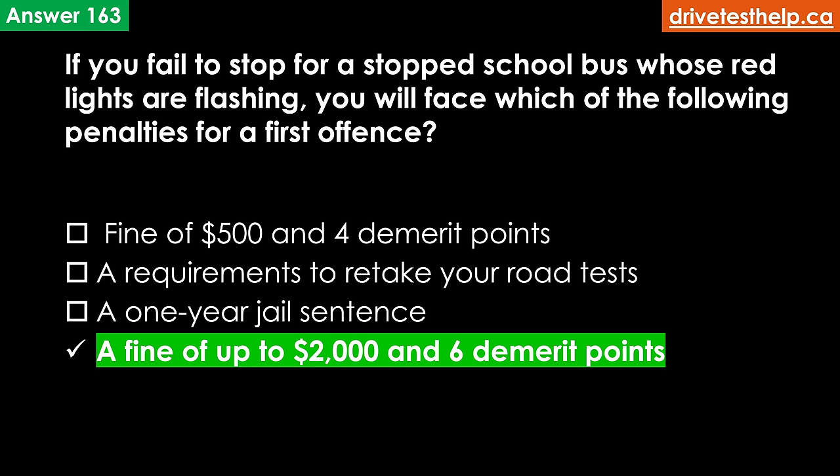If you fail to stop for a stopped school bus whose red lights are flashing, you will be fined $400 to $2,000 and receive 6 demerit points if this was your first offense. For each subsequent offense, you will be fined $1,000 to $4,000, receive 6 demerit points, and possibly be sentenced to jail for up to 6 months.